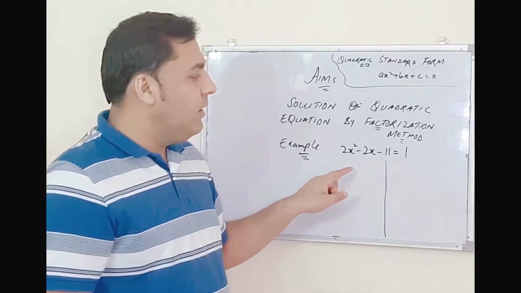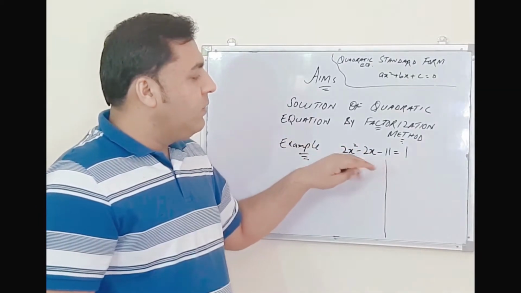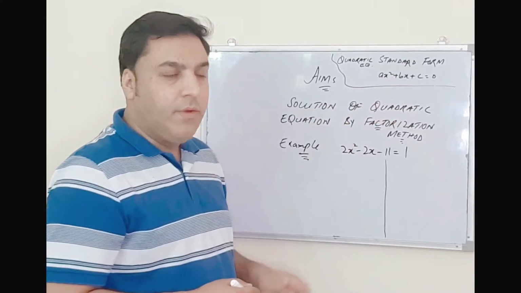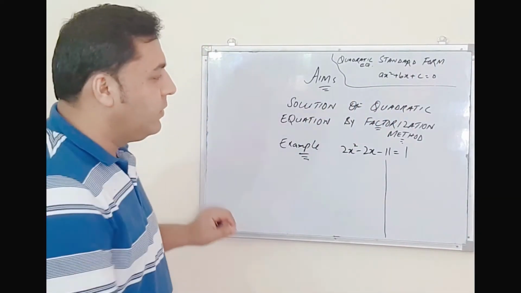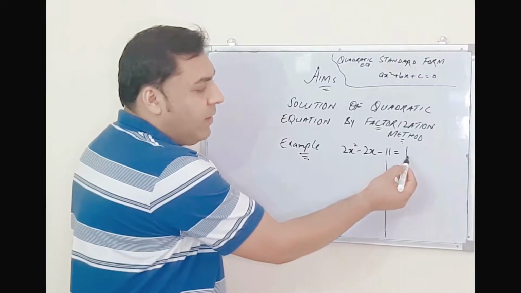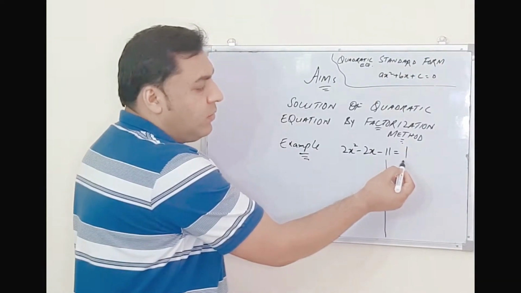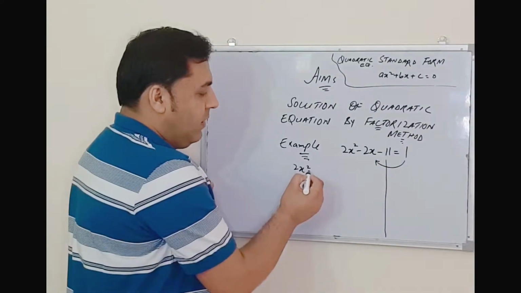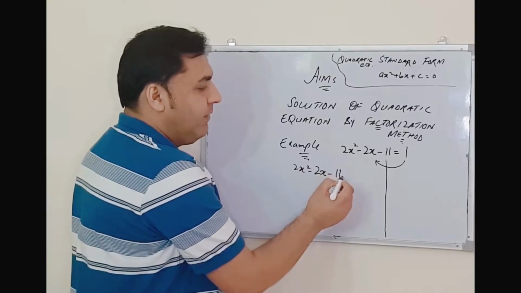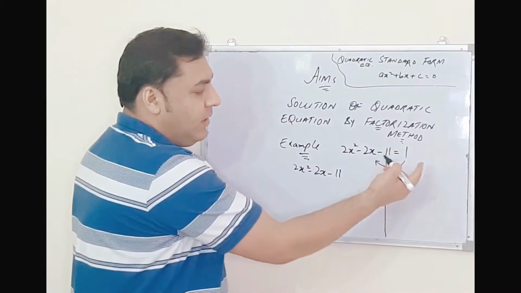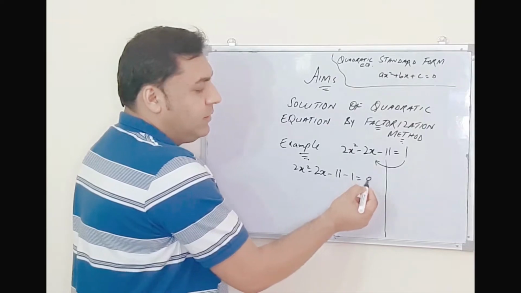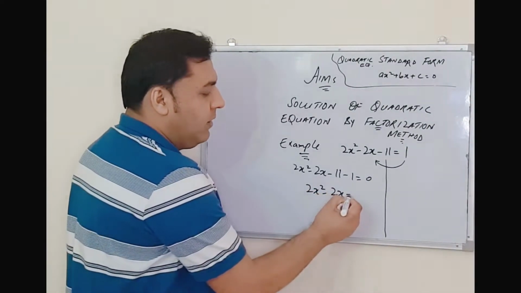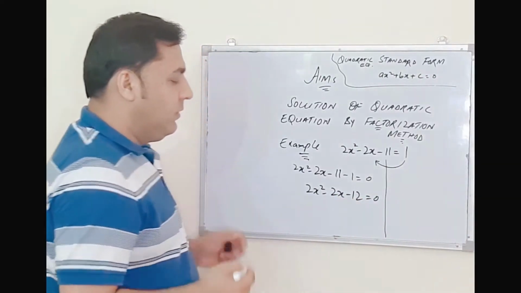So first we will convert it to the standard form. How can we make it standard form? We will remove this 1, so we will move this 1 to the left hand side. 2x square minus 2x minus 11. This 1 is being added here, when I move it here it will be subtracted. So it will become 2x square minus 2x minus 12 equal to 0.